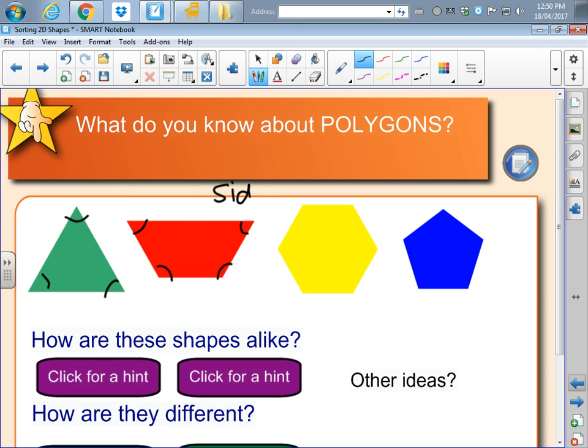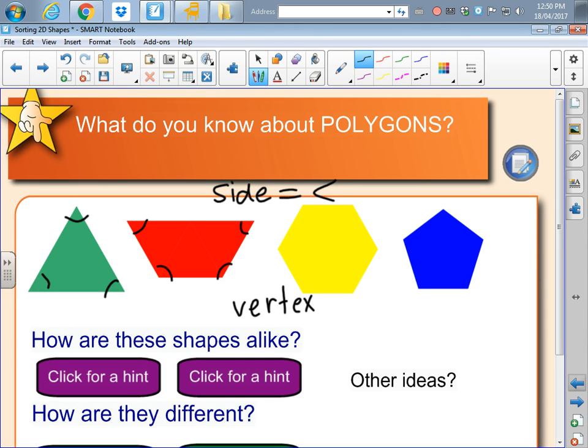So I'm going to write that down. Side equals the angle. Okay. Levi? They're all not curved. Yes, they all have an angle. Yeah. A corner. Do you know what we call those corners? You might have to remember from grade 2 because I know you learned this in grade 2. What do we call the corners in a shape? Jake? Vertices. You're right.